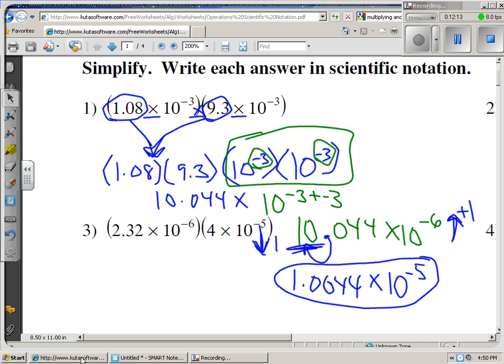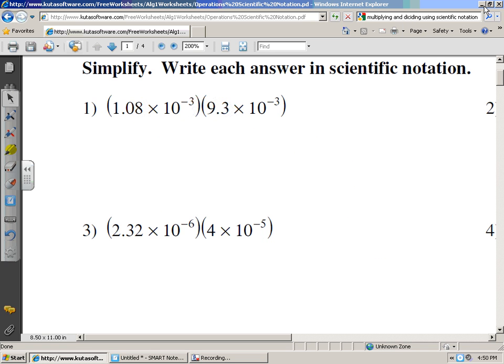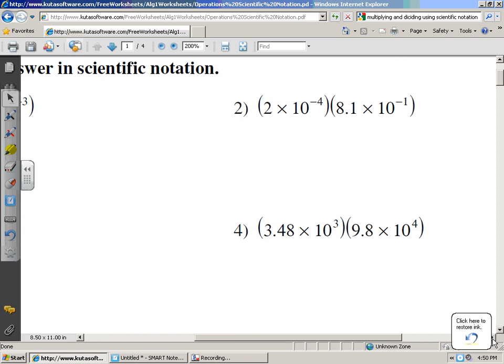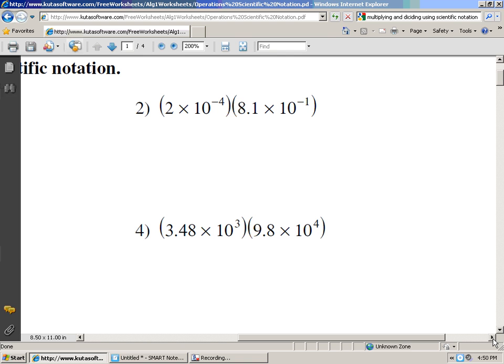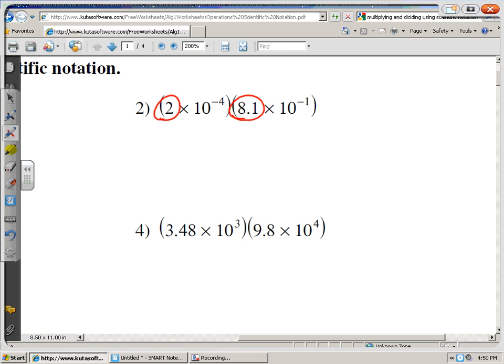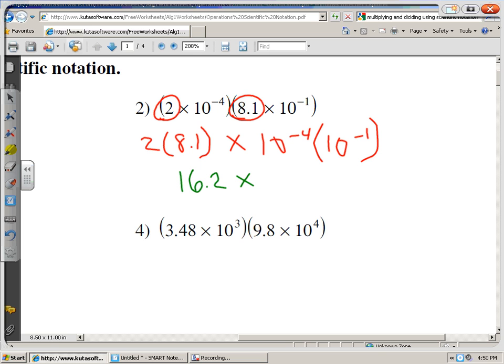Let's complete another multiplication example. We'll work on number 2. Once again, you're going to reorder. So we're going to multiply 2 times 8.1. And then we're going to multiply 10 to the negative 4th times 10 to the negative 1st. So first of all, we take 2 and we multiply it by 8.1, and we get 16.2. And then when the bases are the same, you add the exponents. So we get 10 to the negative 5th.